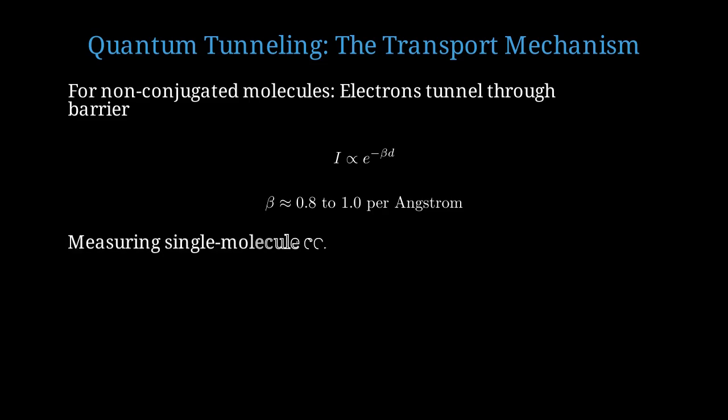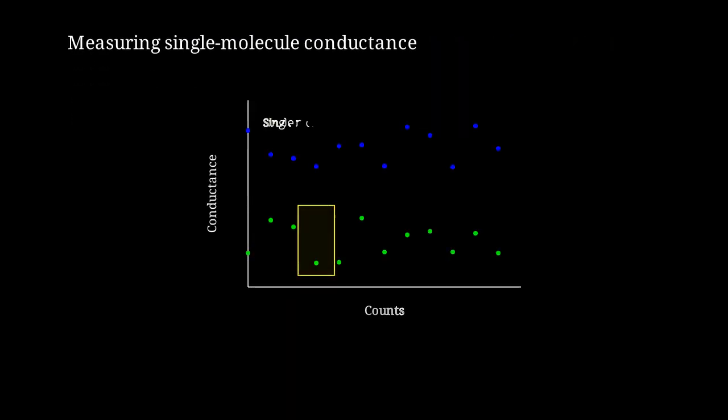A key question: how do we know we're measuring a single molecule? We look for quantized conductance values and use statistical analysis of thousands of junction formations. This is a conductance histogram. We form and break thousands of junctions. The histogram shows peaks at specific conductance values, with the most prominent peak corresponding to single-molecule junctions.